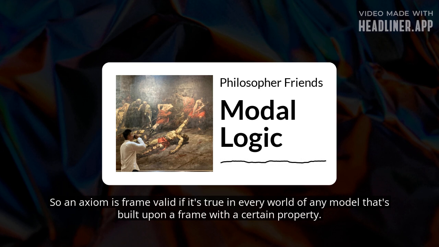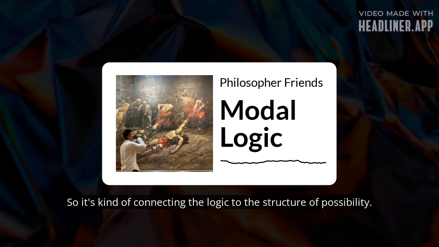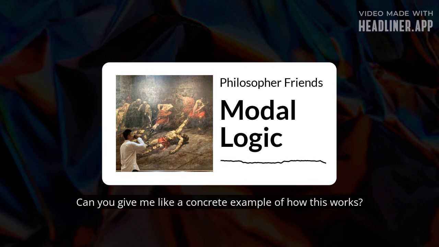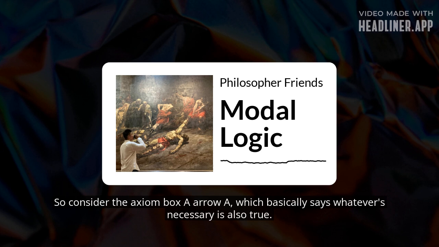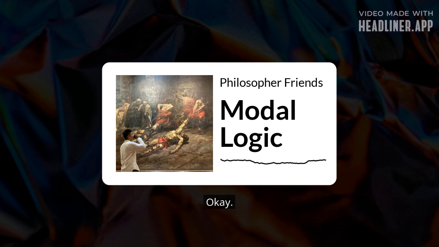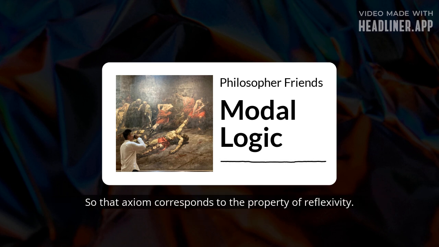An axiom is frame valid if it's true in every world of any model that's built upon a frame with a certain property. So it's connecting the logic to the structure of possibility. Can you give me a concrete example of how this works? Sure. Consider the axiom box A arrow A, which basically says whatever's necessary is also true. That axiom corresponds to the property of reflexivity.